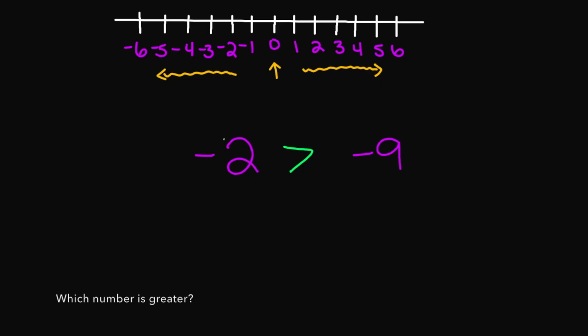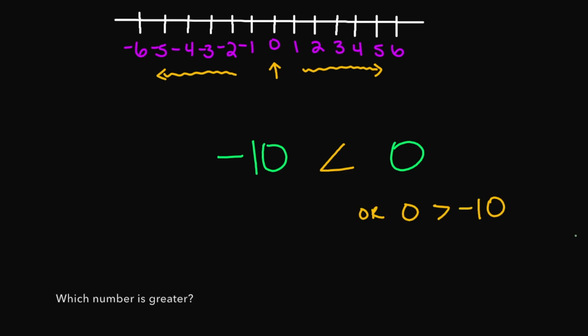What about -10 and the number 0? Which number is greater between -10 and 0? You will see that 0 is greater than -10. So you will read this as -10 is less than 0, or you may read it as 0 is greater than -10. And for this example, when you are comparing 0 and a negative number, 0 is always going to be greater than a negative number.